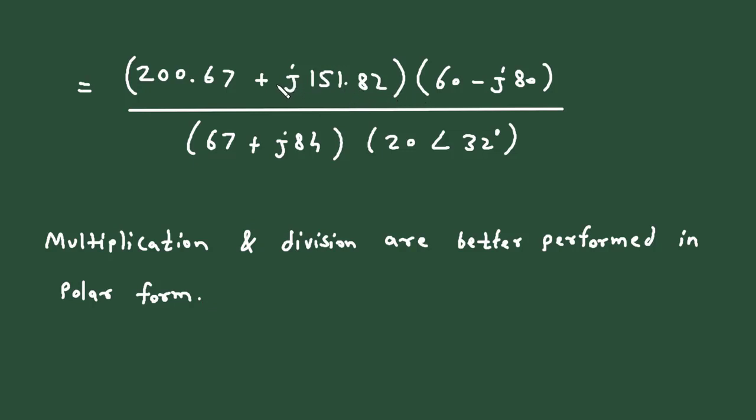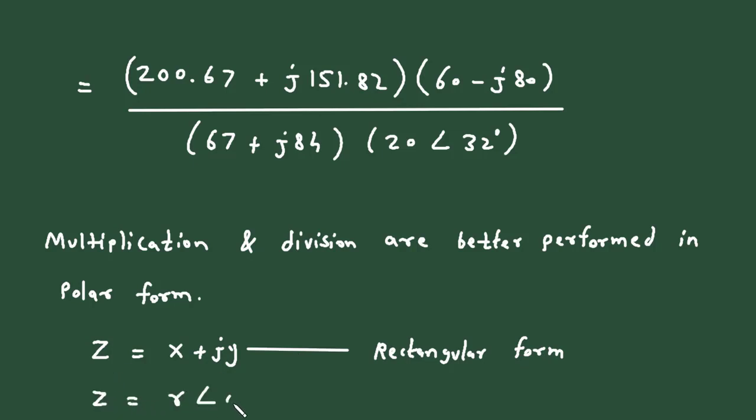So let's convert this rectangular form to polar form. Again, z is equal to x plus jy. This is called the rectangular form, and z is equal to r at an angle phi. This is called the polar form.